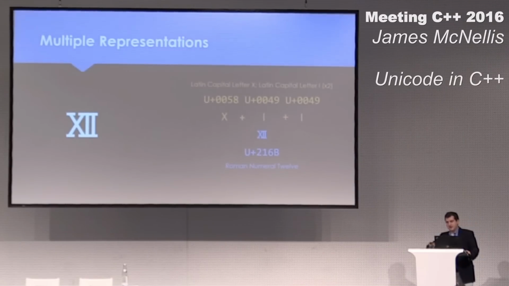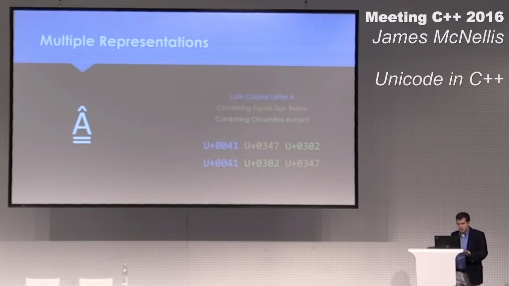But even if we ignore all of those silly things, we still have the problem that because of combining characters, we have multiple representations of complete characters. So here, for example, we have this equal sign below and the circumflex accent, and they apply to different parts of the character. So this character can be represented in either of these orders, and it's the same thing.